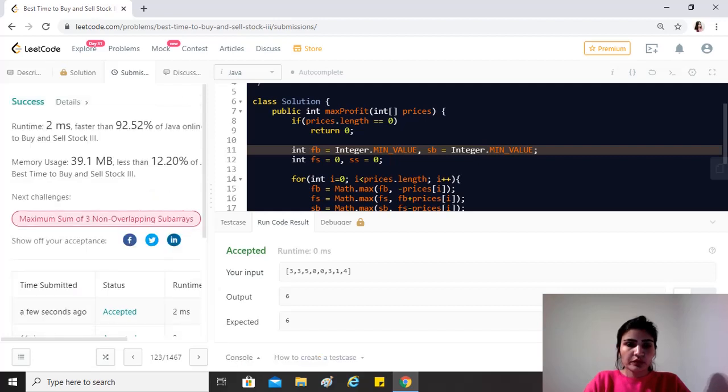Yeah, that works. So the time complexity for the solution is O of n, because we're just traversing the prices array once, and the space complexity is O of 1 because we're just using 4 variables.